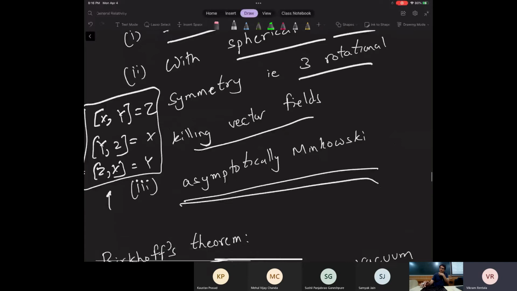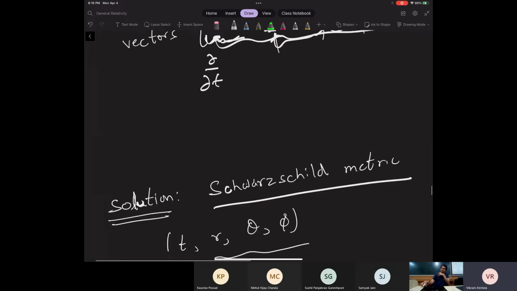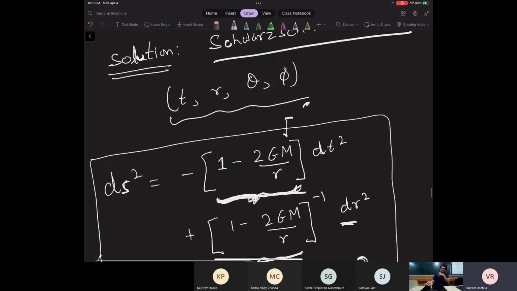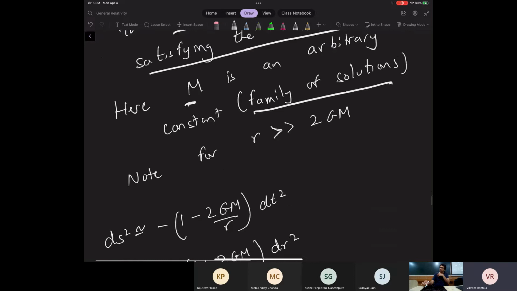There is no G appearing when I solve the equations. I'm solving the vacuum equations, and the only place that G appears is on the right hand side, G times T mu nu. So this GM is really some constant c. For every choice of this constant c, this is a solution to Einstein's equations. By varying m, or equivalently varying c, I get a family of solutions.